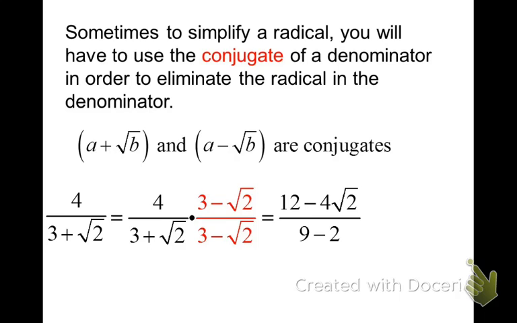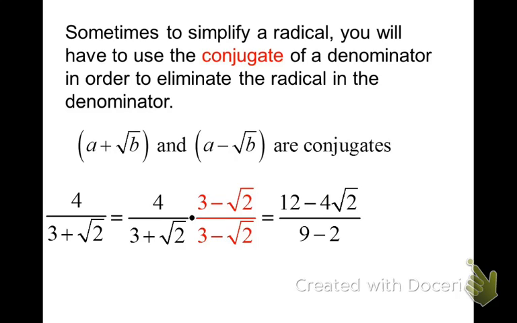So when we multiply the numerator, we're going to get 4 times 3 is 12. And then we multiply 4 times negative radical 2, that's negative 4 radical 2. So there's a 1 out in front of that radical 2, the understood 1. So we multiply that 4 times that understood 1, and the radical just stays in there.